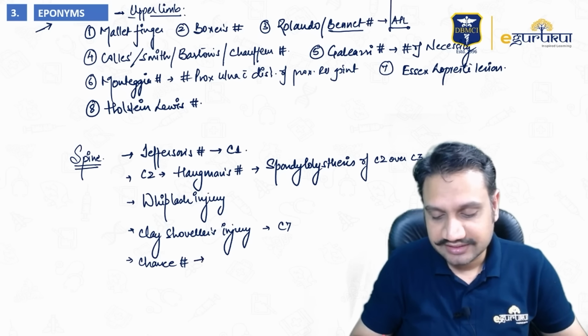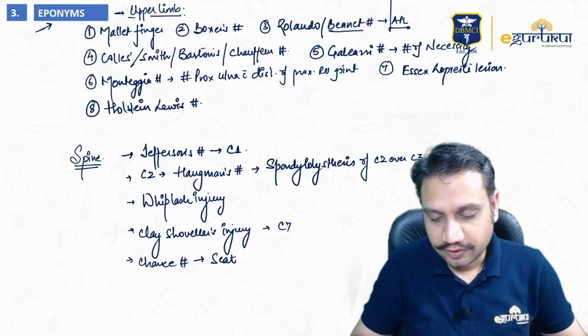What's the other name for this chance fracture? That's what we call the seat belt injury. So these are the eponyms that you should remember from the spine also. Now when you go to the lower limb, we should start these eponyms from the pelvic area.